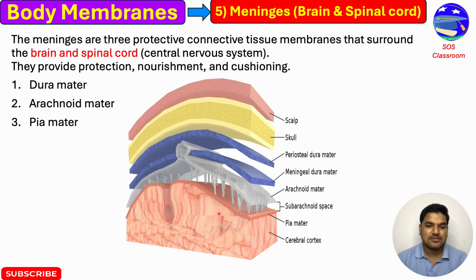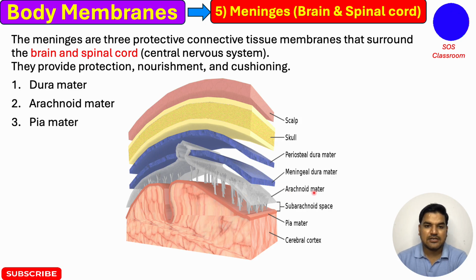So you can see the structures of the brain. First is the scalp. This is your scalp. Next is the skull. These are the skull bones. Next is the periosteal dura mater, which is attached to the skull. You can see this is the periosteal dura mater attached to the skull. Next is the meningeal dura mater, attached to the meninges.